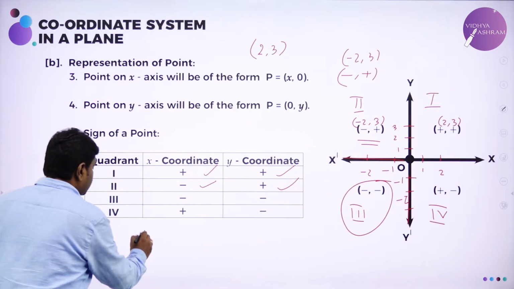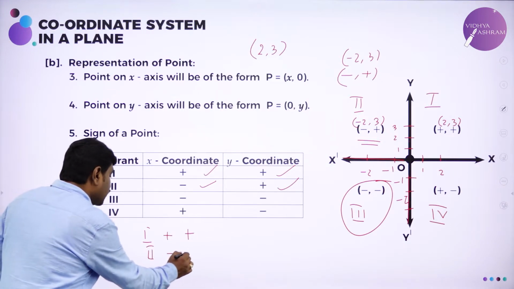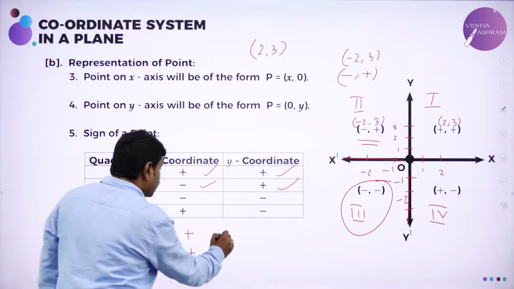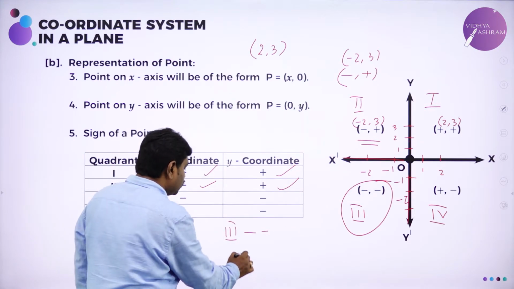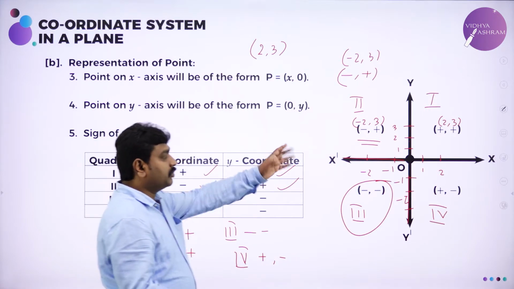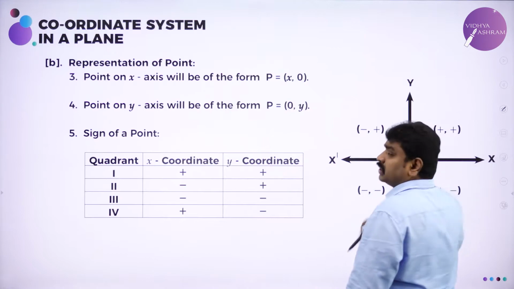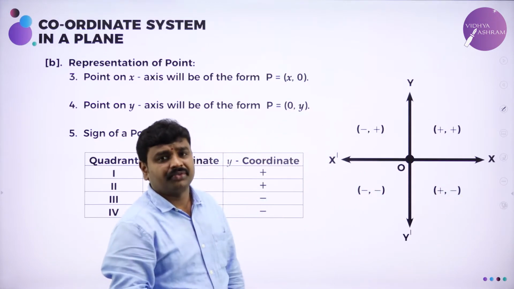So in the first quadrant, both are plus. In the second quadrant, x is negative, y is positive. In the third quadrant, both are negative. In the fourth quadrant, x is positive, y is negative. So remember this. Once you are thorough with these signs, then we can start with the problems.